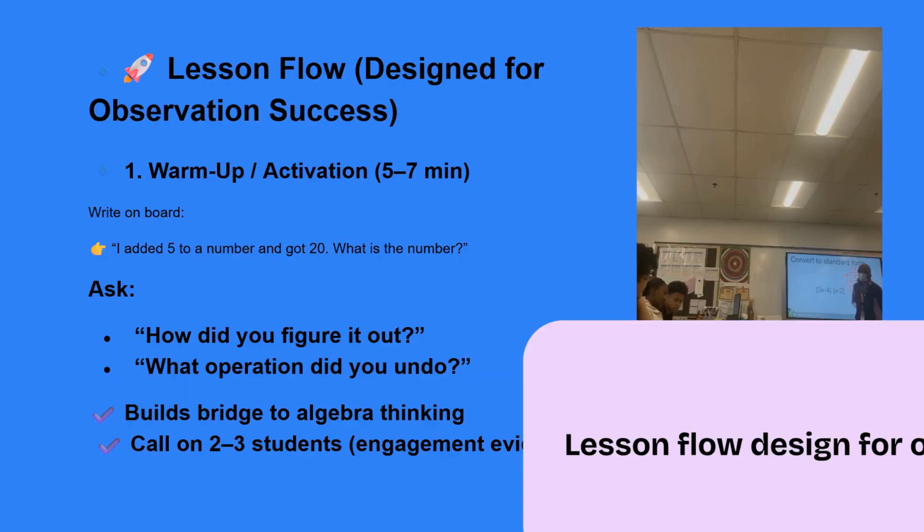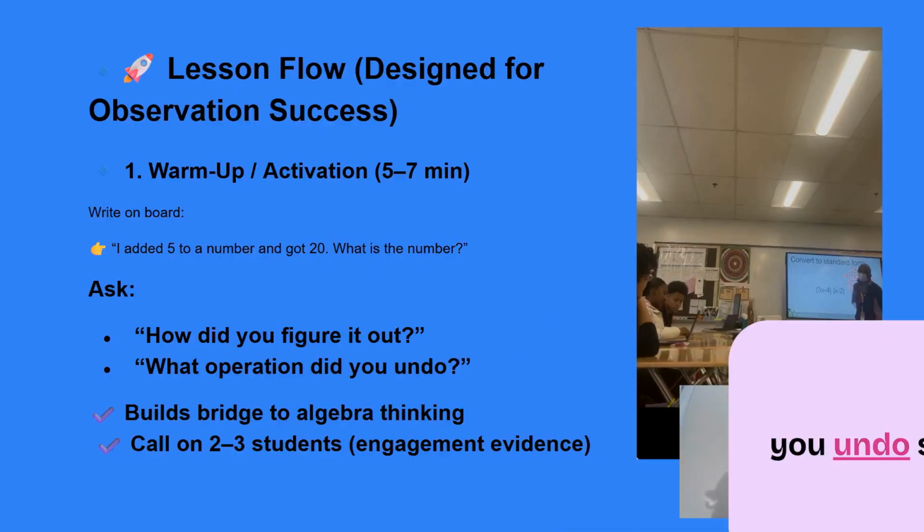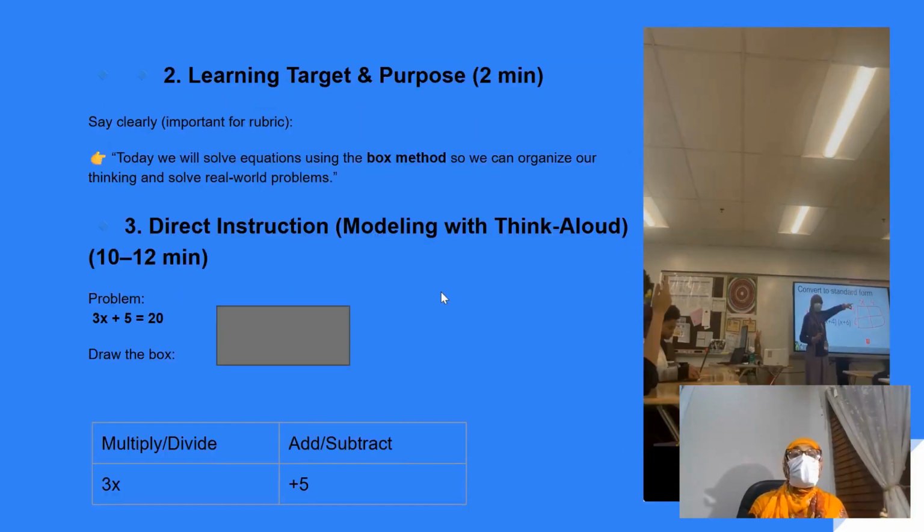5 to 7 minutes, like writing on the board and giving them time to at least take it and do the warm up. And then the teacher will ask, how did you figure it out? What operation did you undo? So this builds the bridge to algebra thinking, calling on 2 or 3 students, engaging evidence. And you could see the learning target and purpose. This is like 2 minutes, clearly using the importance of the rubric.